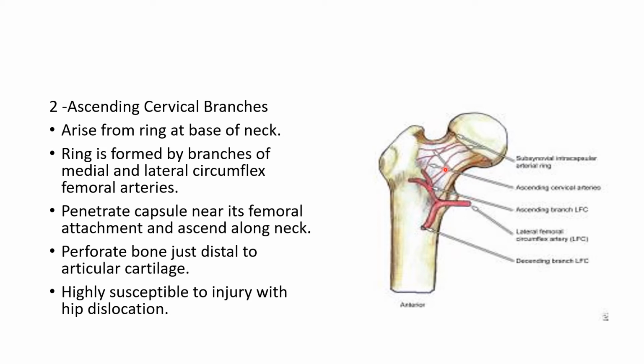These are the cervical vessels. This perforates bone just distal to the articular cartilage. This is the articular cartilage. So these vessels are perforating the bone at this point, and this is highly susceptible to injury with any type of hip dislocation. Whenever a hip dislocation occurs, the capsule puts tension on this vessel, and the vessels get strangulated and can result in loss of blood supply to the femoral head, resulting in avascular necrosis of the hip joint.